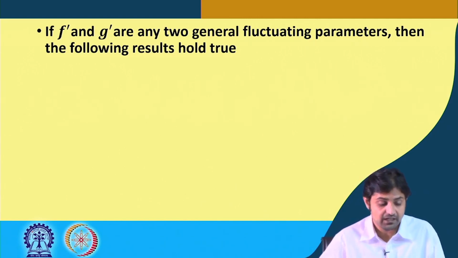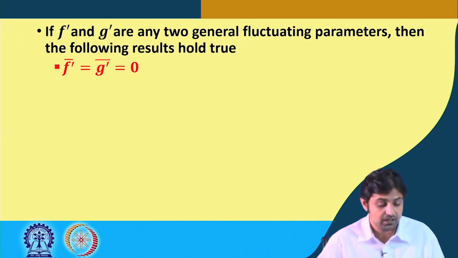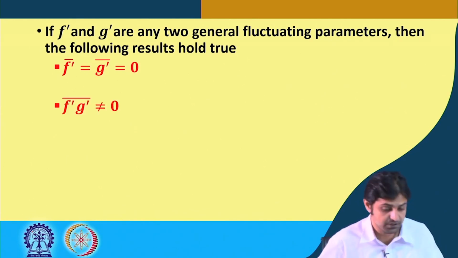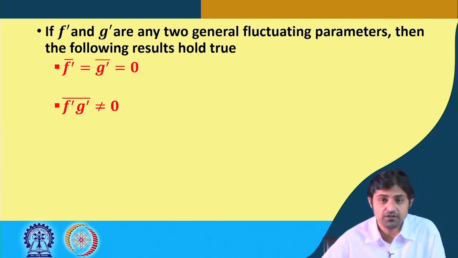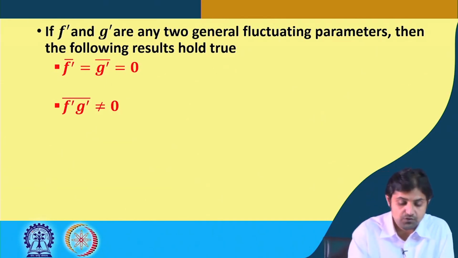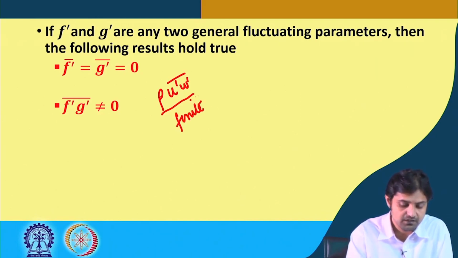So if we say that f prime and g prime are any two general fluctuating parameters, we also dealt with this in our previous slide, then the average of f prime and g prime is going to be 0. So f prime whole bar and g prime whole bar is 0. Also we know that f prime multiplied by g prime and taken the average of that quantity is not equal to 0. If you recall, the Reynolds shear stress is u prime w prime. If this was 0, then there would be no Reynolds shear stress, right? But this is not equal to 0, therefore there is a finite shear stress.